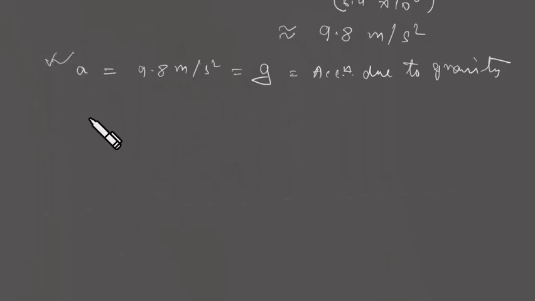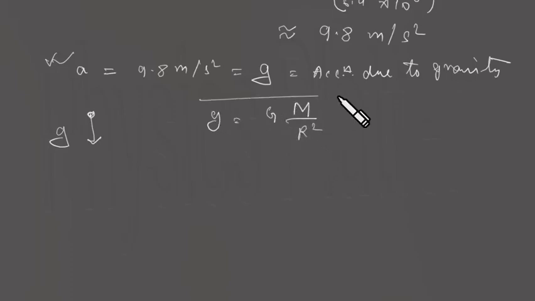That means every particle with some mass falling towards the center of the earth, or freely falling, falls with some acceleration, and that acceleration is given as g. Remember that small g is written as capital G into mass of the earth divided by the radius of the earth whole square. That means this acceleration of the falling body does not depend on the mass of the body. It depends only on the mass of the earth and the radius of the earth, and of course the universal gravitational constant.